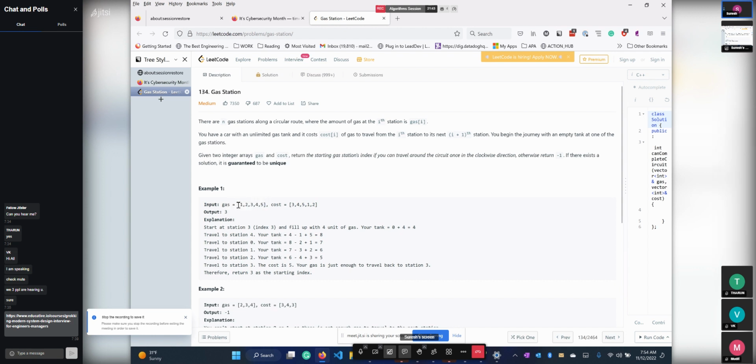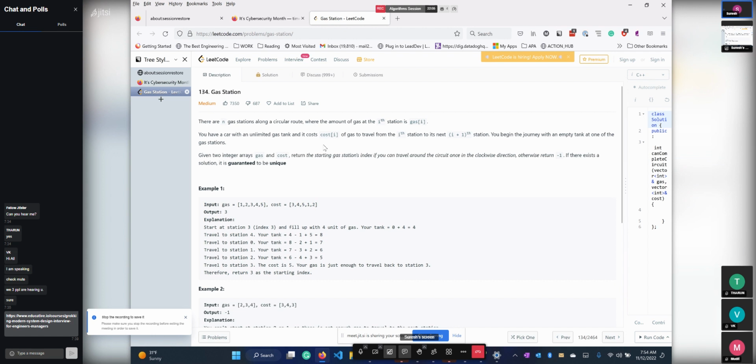See, 1 2 3 4 5, these are not indexes, they are the gas amounts at the stations. That means at the gas station index 0, you have only 1 gallon. At the gas station index 1, you have only 2 gallons of gas. Okay, that's what it is. So the amount of gas available in the station is gas[i].